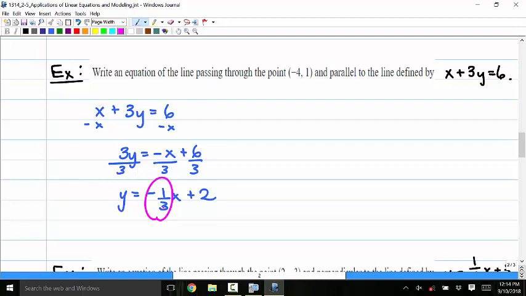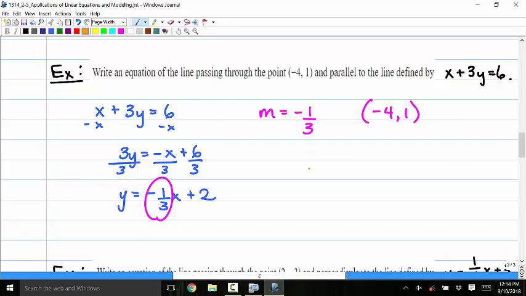We want the slope of a line parallel to this line. So what slope do we want? The same, negative 1/3. So we have a slope of negative 1/3. We have the point (-4, 1). Could you give me the equation of that line?